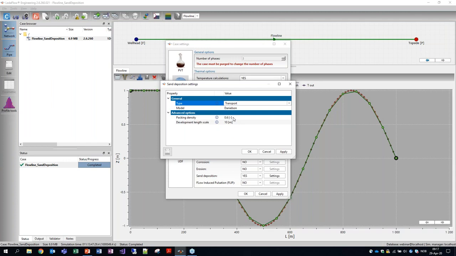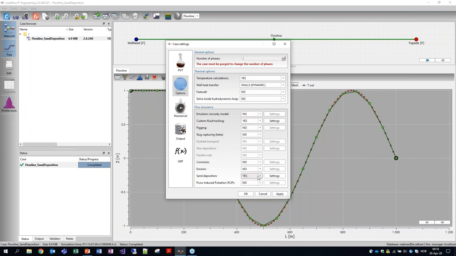The packing density, which means in this case that there will be 60% sand and the other 40% will be made up of water, because there will be some water in between the grains of sand. And then the development length scale, which is basically a tuning factor for the mass transfer term in the sand transport.